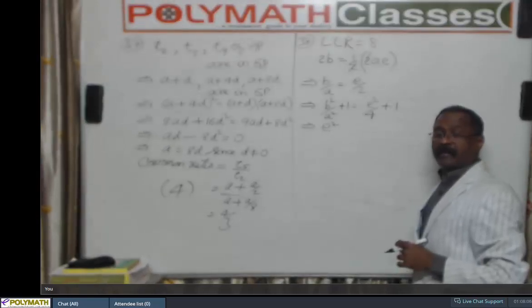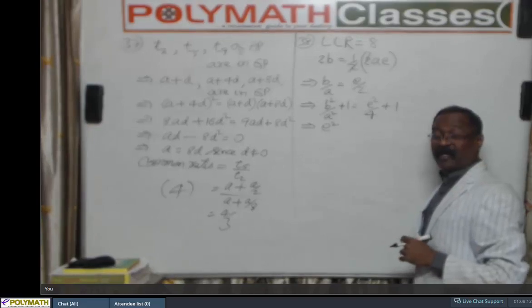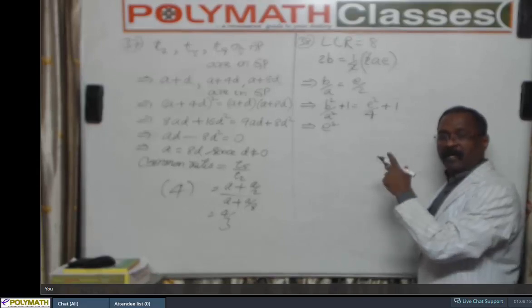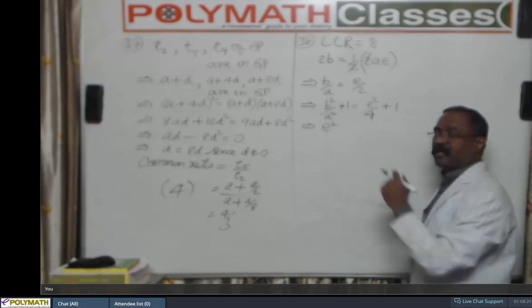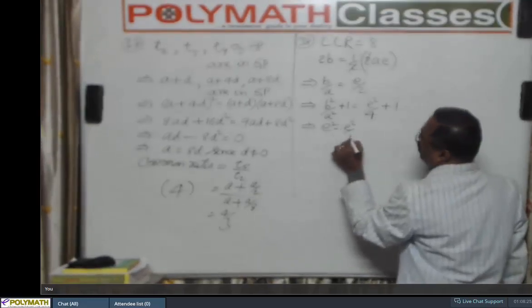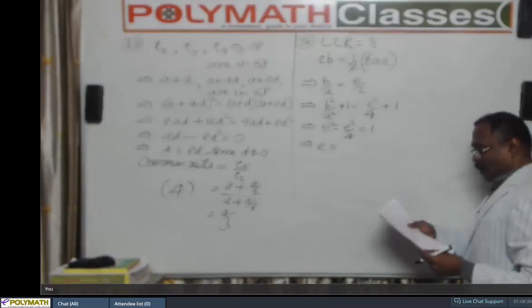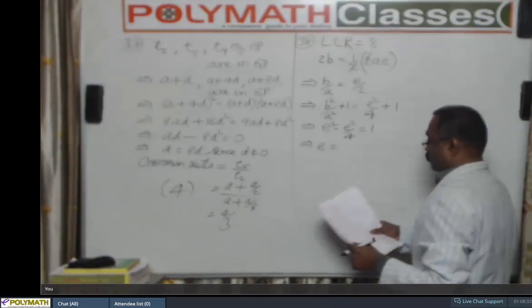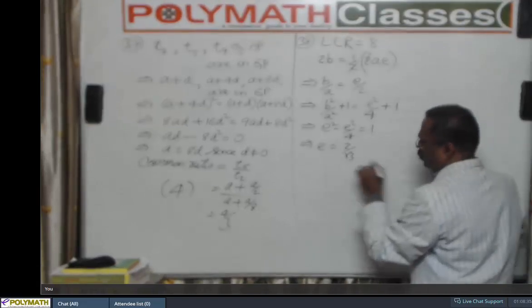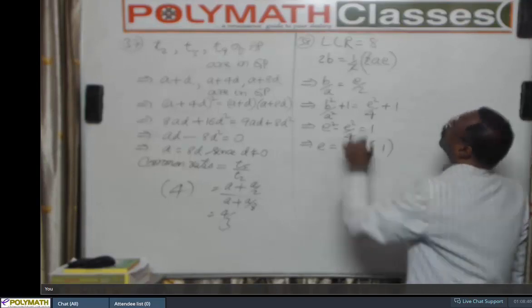If it is an ellipse, then you have to create 1 minus B square by A square. So understand, for the hyperbola it is plus 1 here. For the ellipse it is 1 minus B square by A square. So E square minus E square by 4 is equal to 1, from where you will get E equal to 2 by root 3. E is equal to 2 by root 3, and here the option is 1.